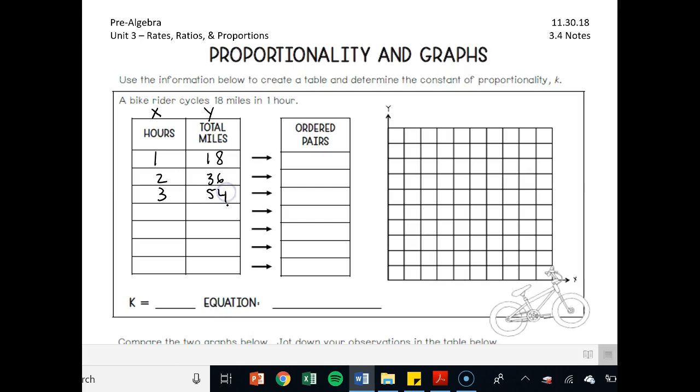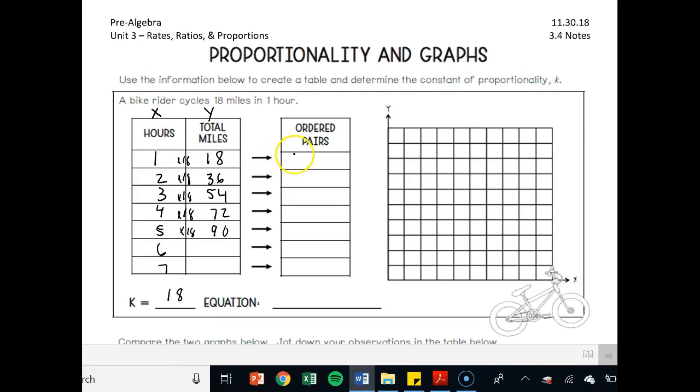So as you can see, our constant of proportionality is just basically the number of hours times 18, right? Times 18, times 18, times 18. So you can fill in the rest of this table here. I'll do the last one, I'll do 5 here. You can get 6 and 7. But our constant of proportionality is going to be 18 miles.